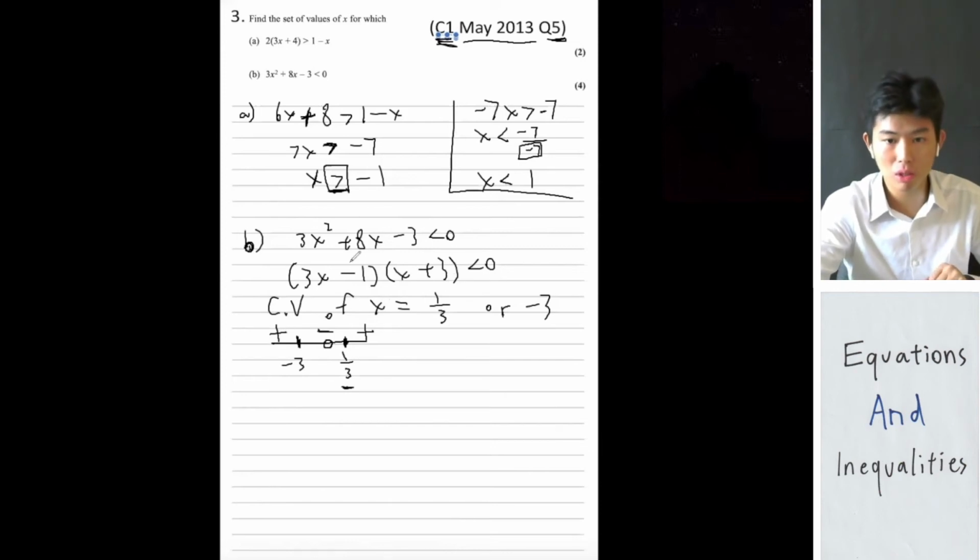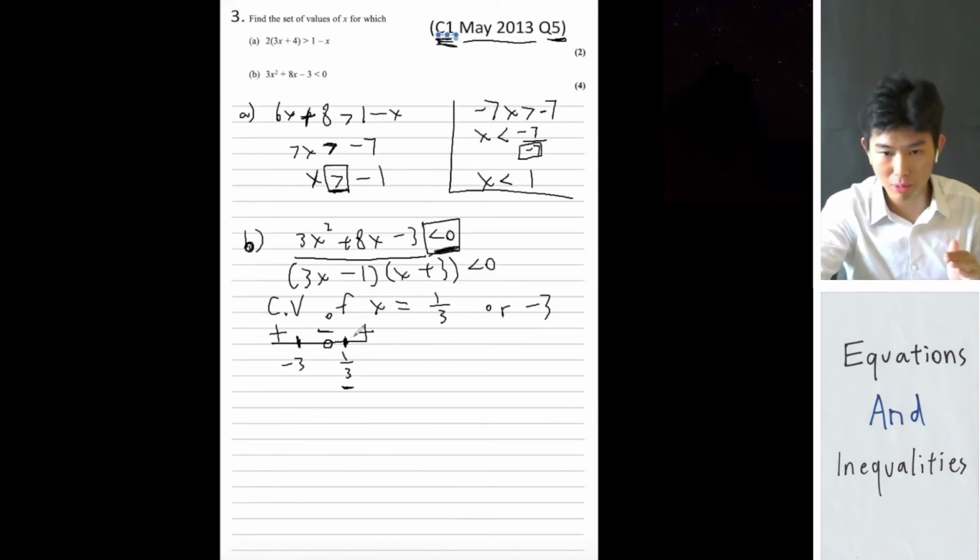Okay, back to getting the set of values of x. Okay, this is also the final step. All we have to know is that the expression here has to be smaller than 0. What does that mean? It means the only numbers accepted are those with a negative sign, which is the area between here.